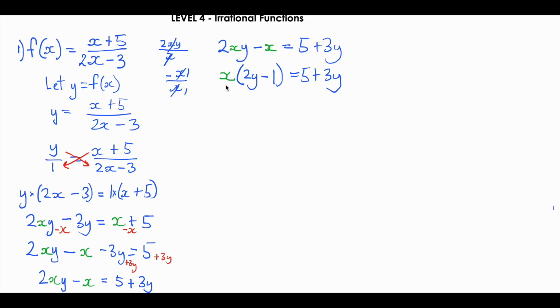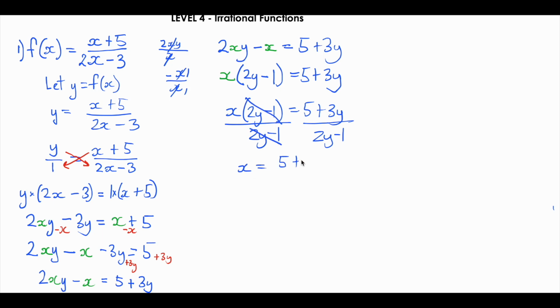So if you look at it, x is almost by itself, but it still has a problem. It's being multiplied by this 2y minus 1. Because of that, we have to divide both sides by 2y minus 1. Then this cancels out, and we're left with x is equal to 5 plus 3y over 2y minus 1. And you know what happens here? We say that f inverse of x, we interchange the variables, and we'll have 5 plus 3x over 2x minus 1.